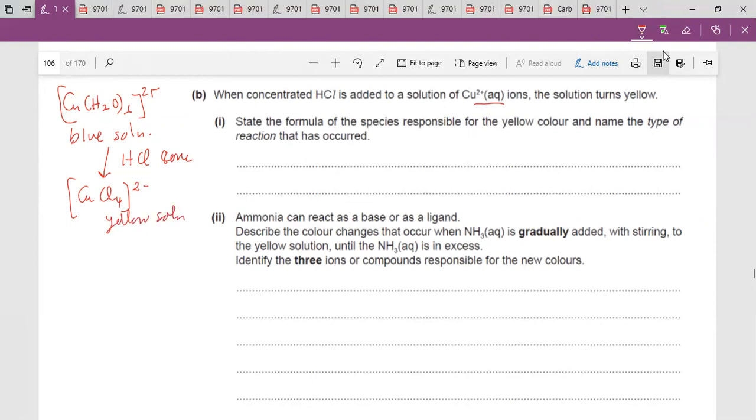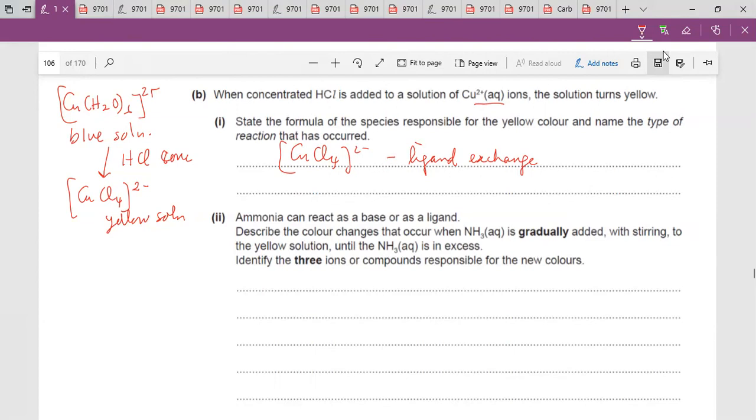Turns yellow, the state and formula must be given, and observation, of course, is yellow color: CuCl4, put a bracket here, 2 minus. And what is it? Ligand exchange. Can be displacement or replacement, but normally exchange is a more popular word because it appears in your syllabus.